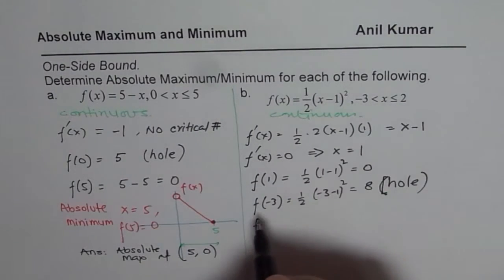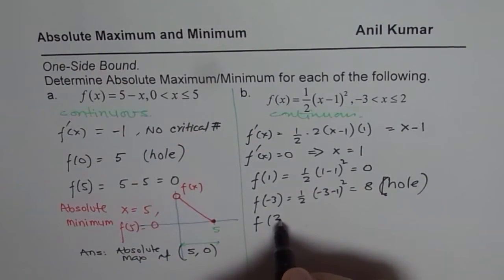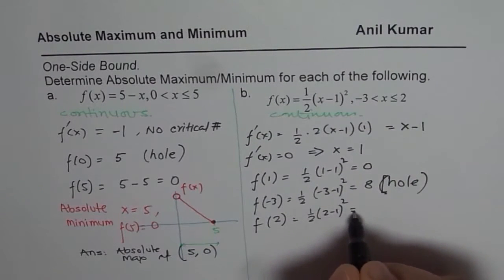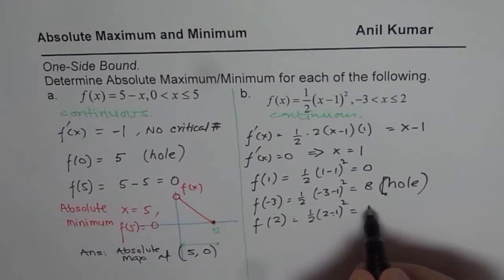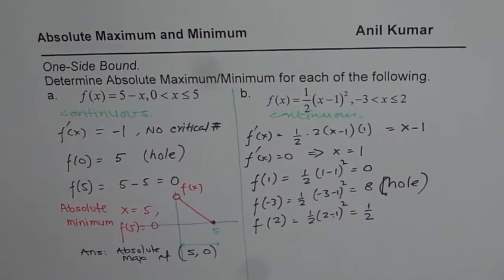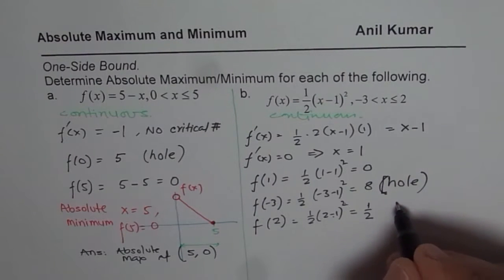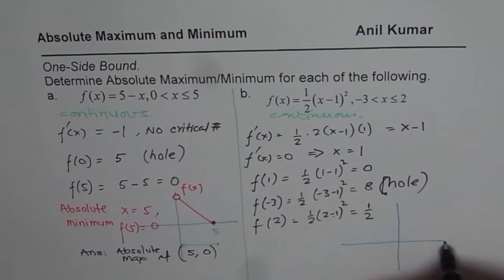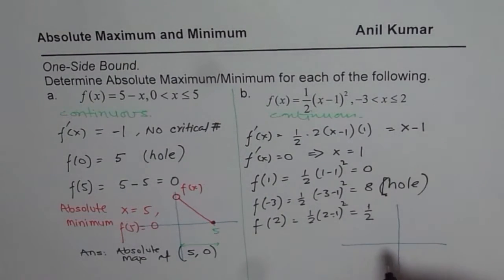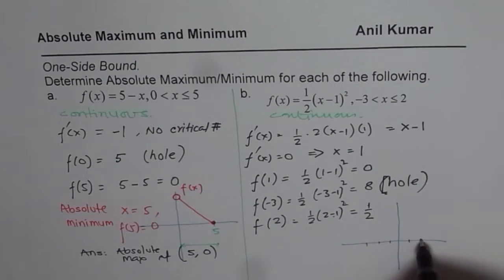And then the other extreme value, which is included, is 2. So at 2 it is half of 2 minus 1 whole square, which is 1 square is 1, so it is half. Now you compare these values. Also sketch the graph. It's important to sketch the graph, since you understand how the graph looks like and whether we are really working with maximum or minimum values or not, right? So we are bound between minus 3 and 2. Let's say this is 1, 2, 3, and then here we have 1, 2.